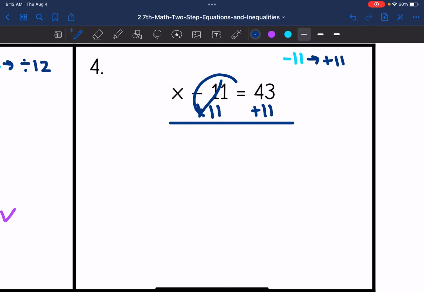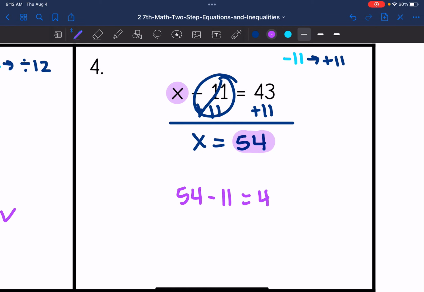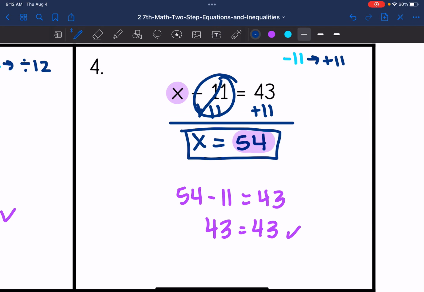And that zeroes out right there, so x is by itself. And then 43 plus 11 is 54. Last thing I need to do is verify that x is 54, so I'm going to replace x with 54. And 54 minus 11 should equal 43, which it does. So I just verified that x equals 54 is the solution.